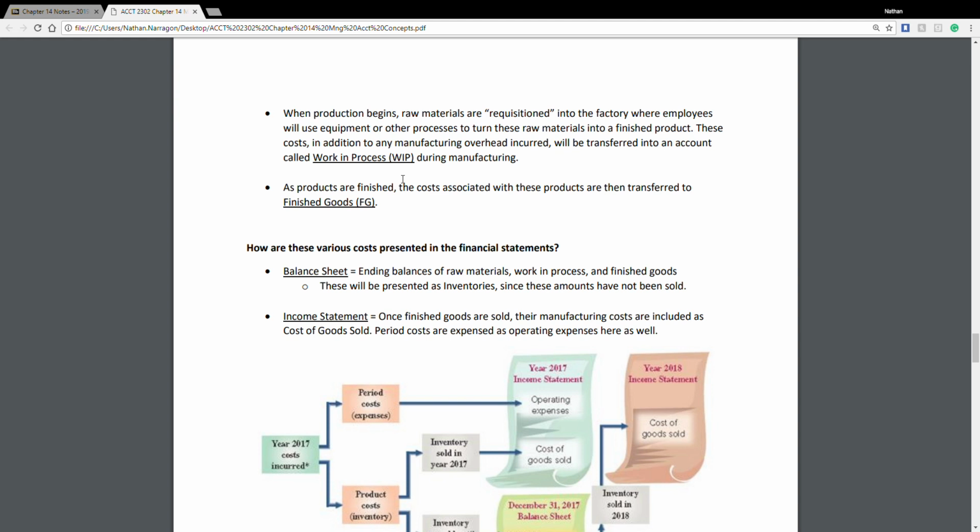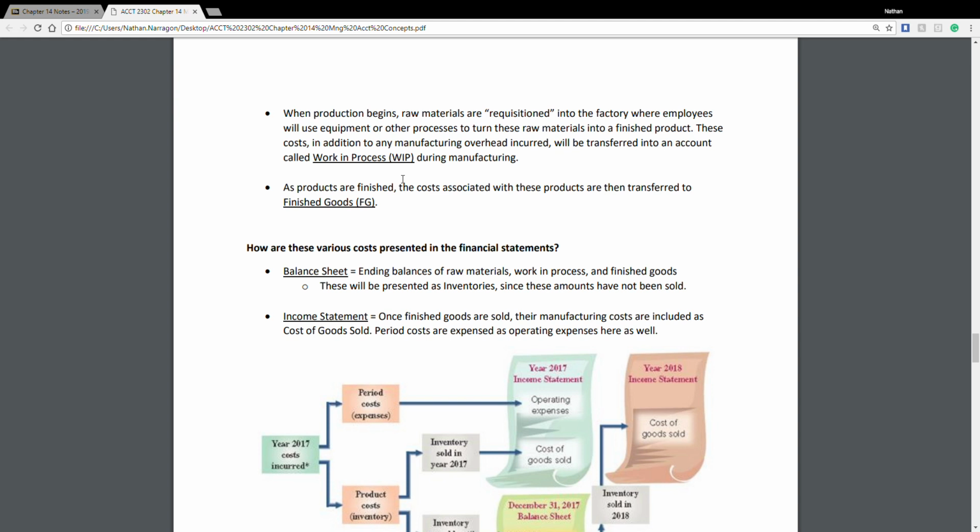That's what it's basically going. Work in process is basically taking our raw materials, our direct labor. We're going to put those costs in work in process. Once they're all done, we move to finished goods. And this is basically our cost of goods sold. Okay, this is what's in finished goods.